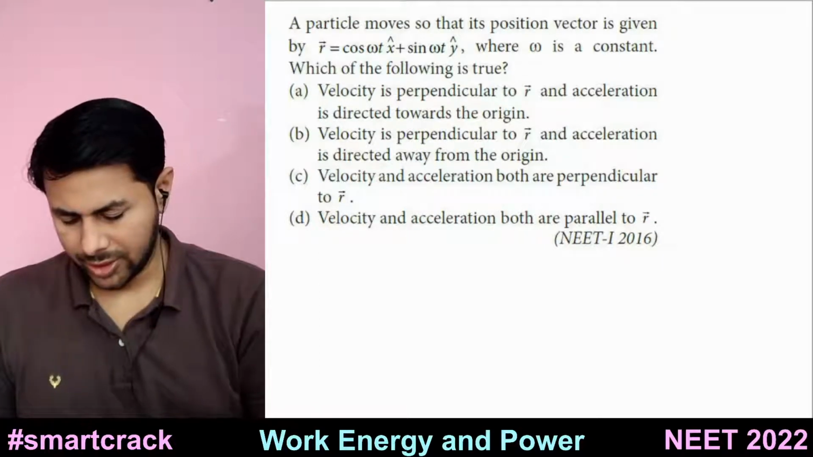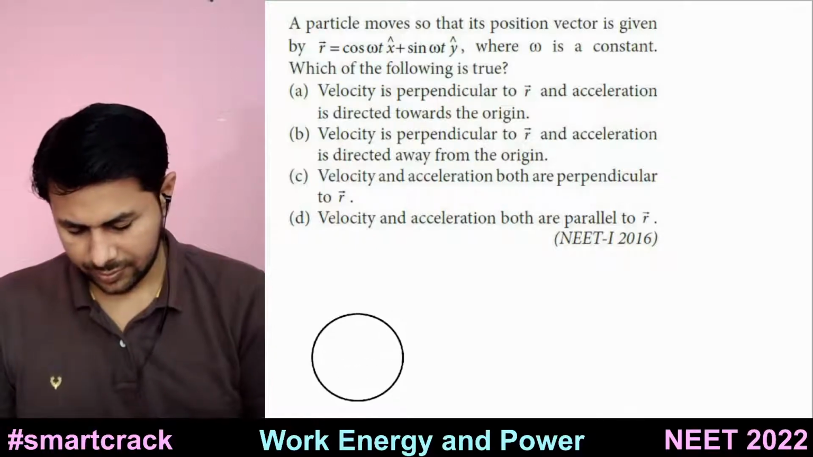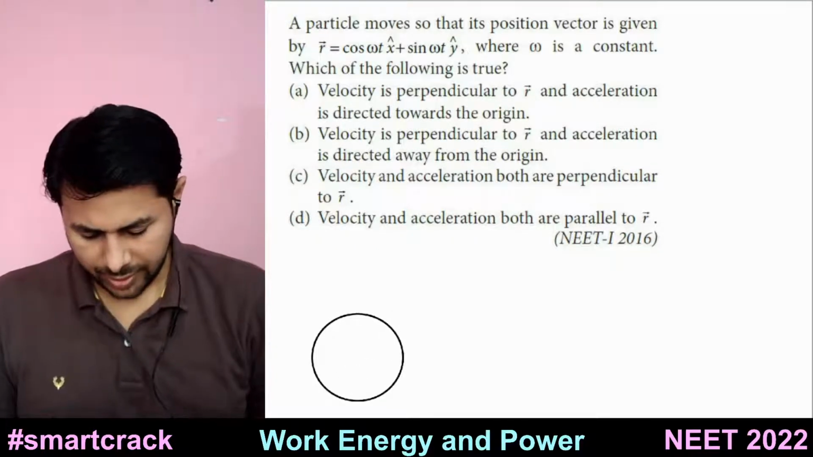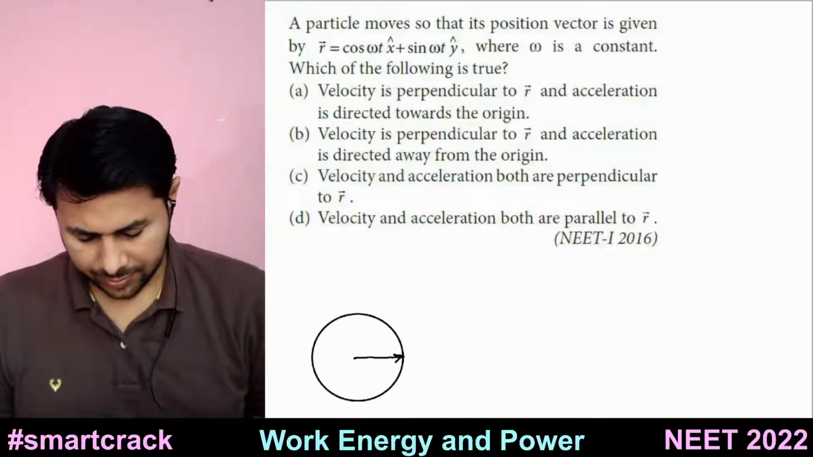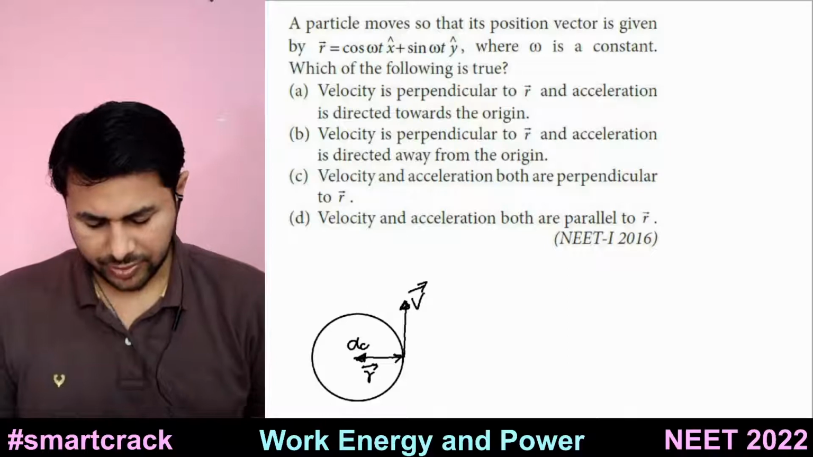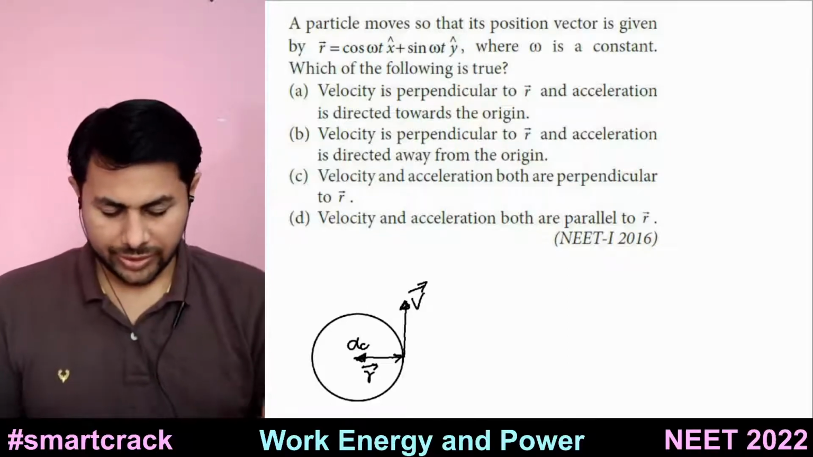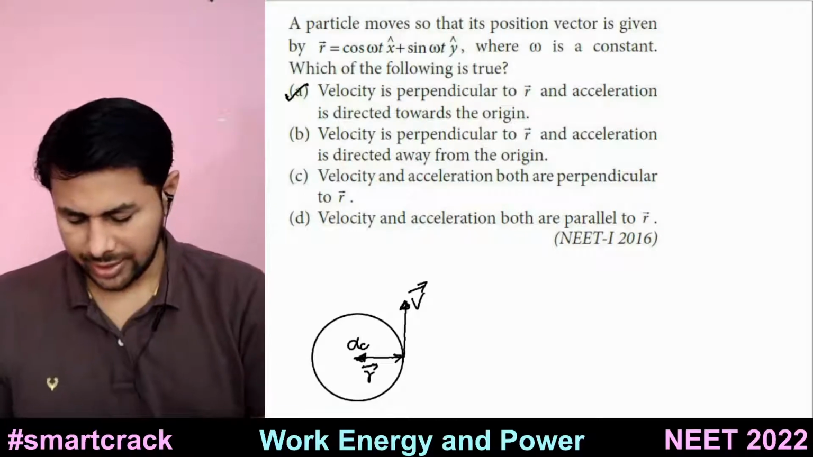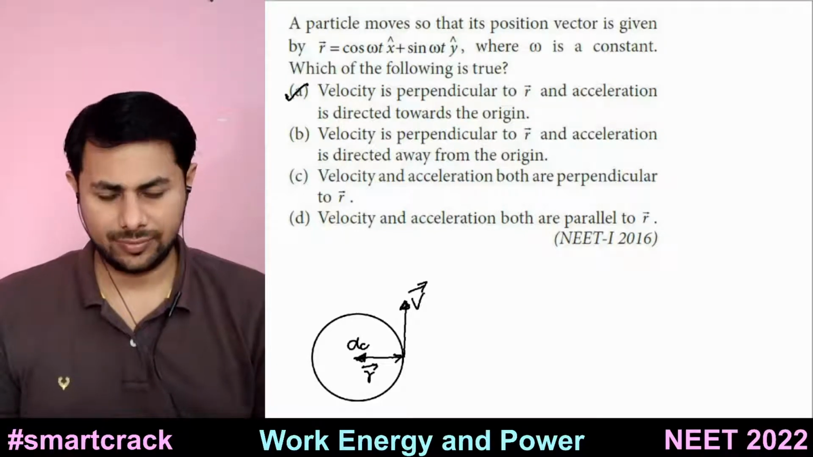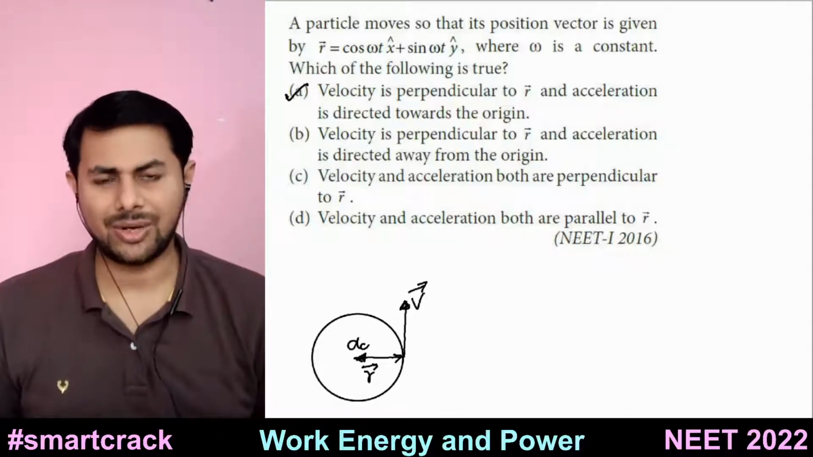We know in circular motion the velocity is along the tangent. So this is r, this is v, they are perpendicular to each other, and acceleration is centripetal acceleration, which is directed along the radius and towards the center. So without even solving this, we know that option A is the answer. But if you don't know that, then you will have to solve. So let's see how to solve.